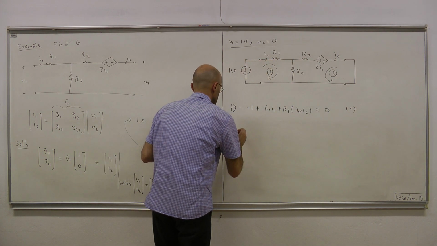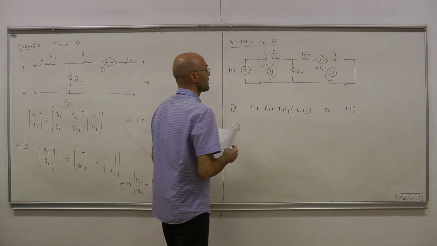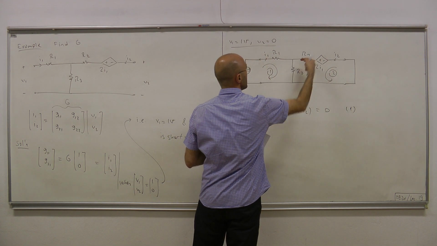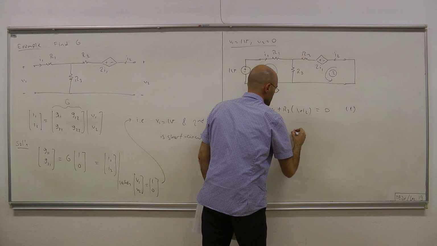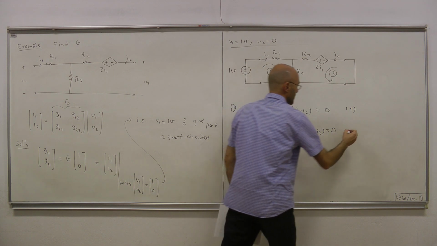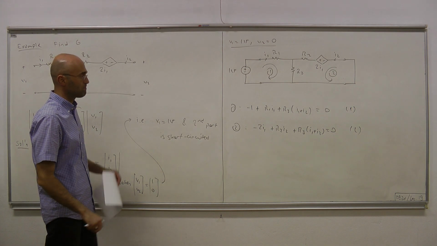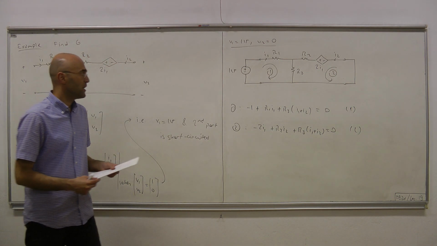Equation 1. Let's do the same thing at the second mesh, second loop. We have minus 2I1 and then R2 I2, and this voltage is R3 times (I1 plus I2). By KVL, that equals 0. That's our second equation. And then from these equations, we're going to obtain I1 and I2.